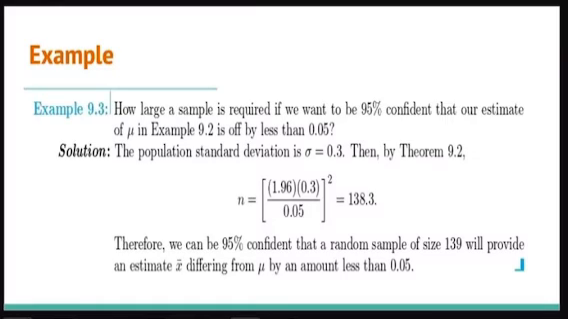What are we trying to say? The sample size is this. So we normally round it up. This is going to be 139. Therefore, we will be 95% confident that a random sample of size 139 will provide an estimate X bar different from mu by an amount less than 0.05.